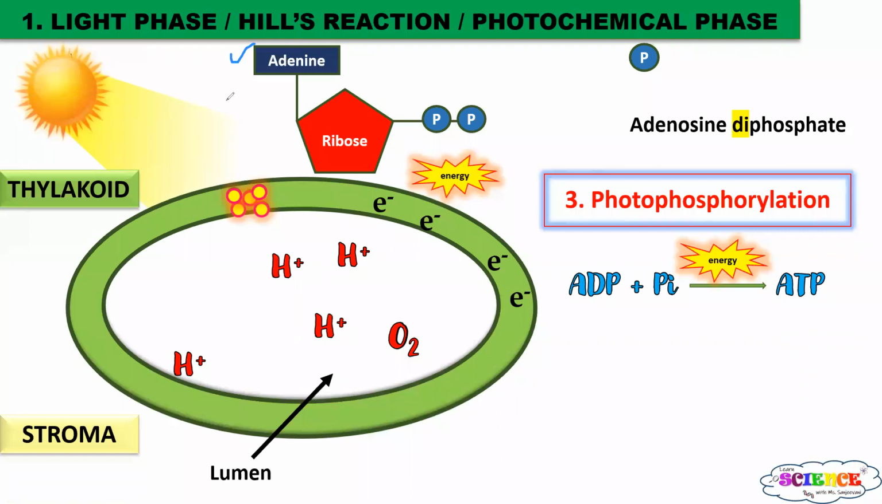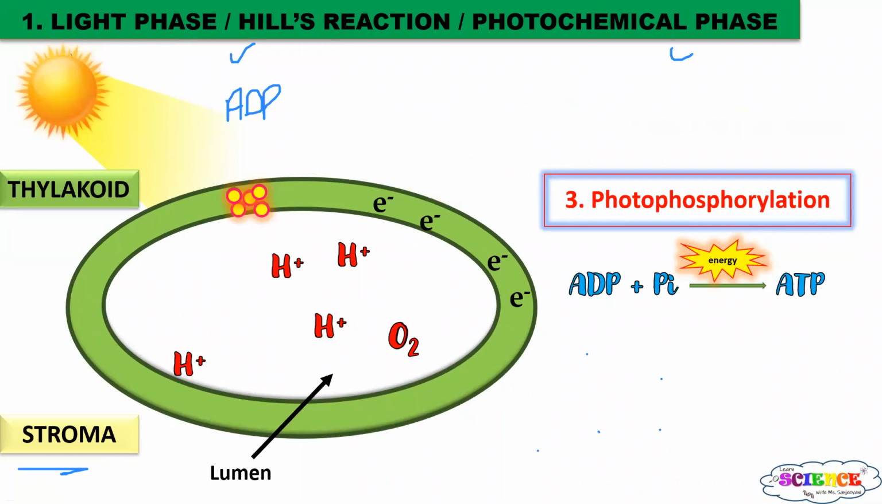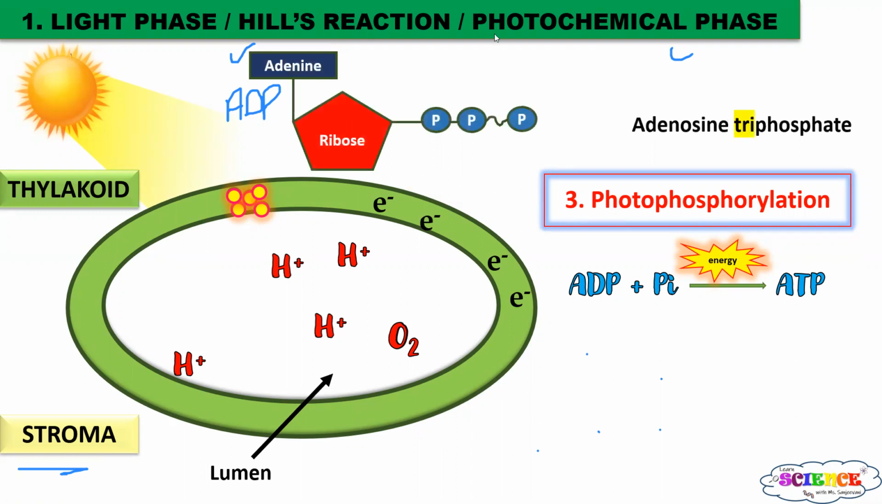Now, this adenosine diphosphate, that is ADP, and many phosphates and many ADP molecules are present in the stroma. It lies in the matrix. This energy which is released from the electron is used to combine the phosphate with the second phosphate to produce ATP. If you remember, we call this ATP an energy rich molecule because the energy is stored in the bond between the third phosphate and the second phosphate. And this process in which phosphate is added is called phosphorylation.